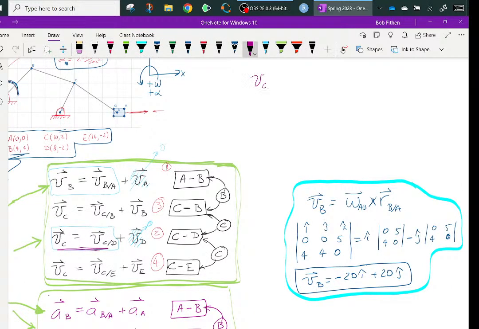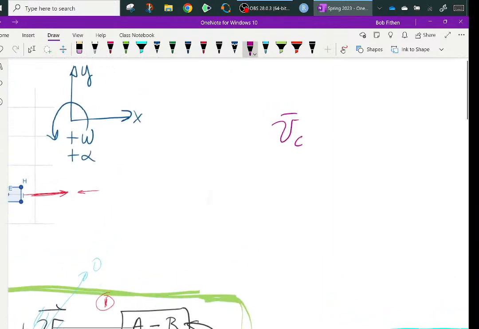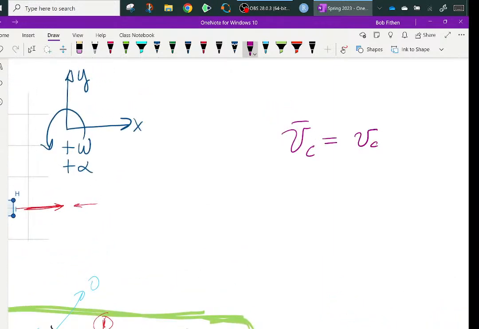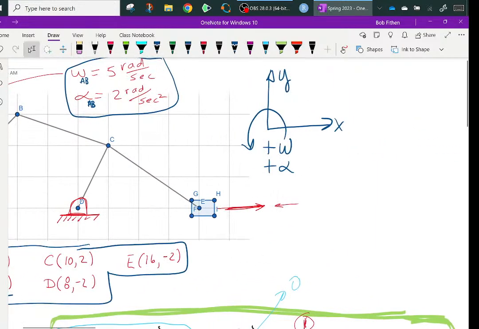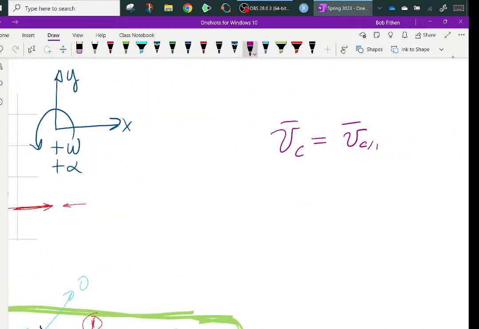So the velocity of C is equal to the velocity of C relative to this D right here, which is nothing. In other words, the velocity of D is equal to 0, so I'm not even going to write it. And so what you get, the velocity of C is equal to omega CD cross R CD. So I've got to find this R. Well, first of all, let me write this.